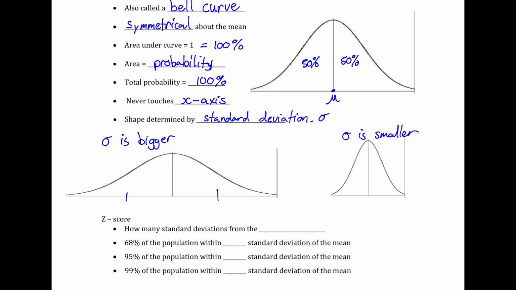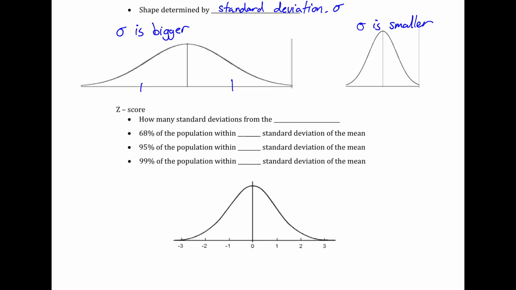Now, what do these all represent? A z-score is how many deviations from the mean. So along the bottom of this, these are z-scores.